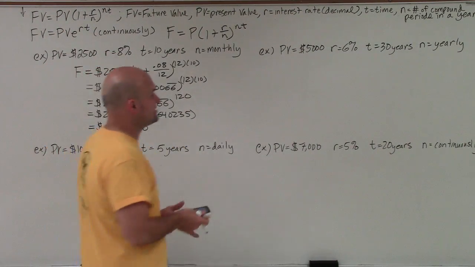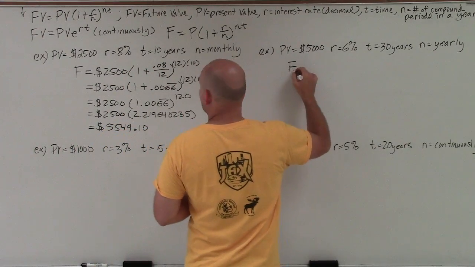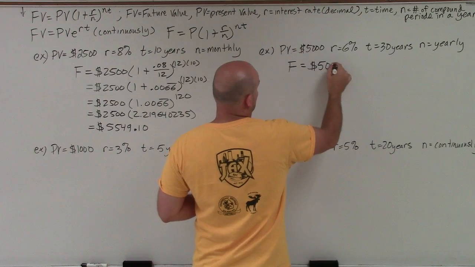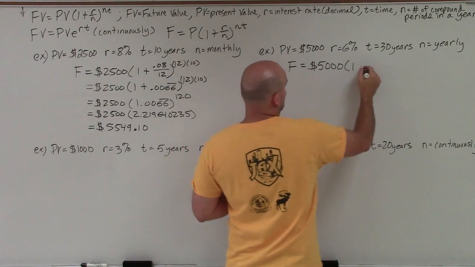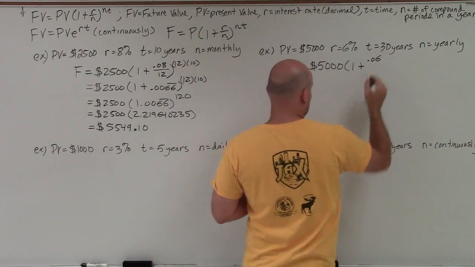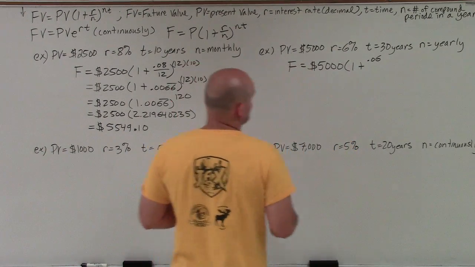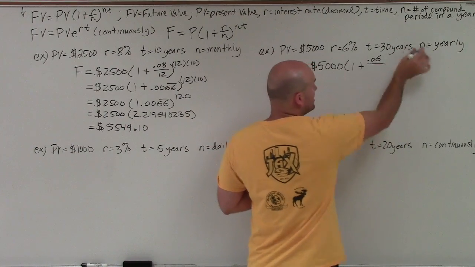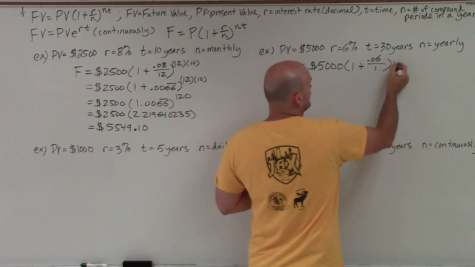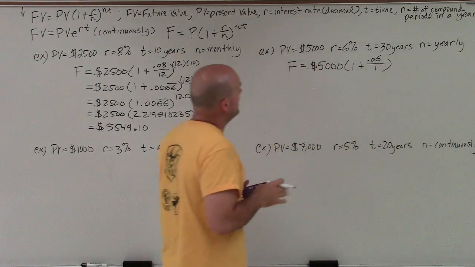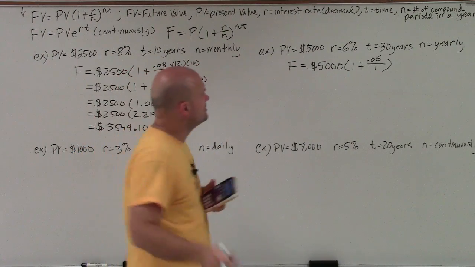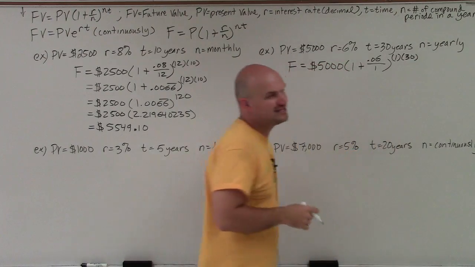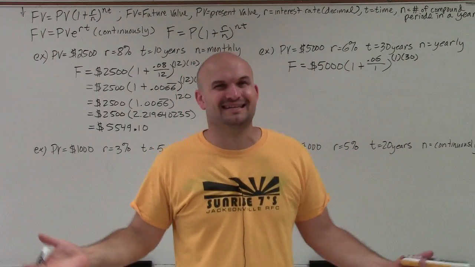All right, so let's go ahead and do the next one. I have F equals, my present value is now 5,000. I have a lower interest rate, 0.06. Did I not do any of these? No, I kept these simple. Okay, 0.06 divided by compounds per year. Yearly is just 1, times 1 times 30. Now, you realize that for 0.06 divided by 1, we don't really need the 1, right?